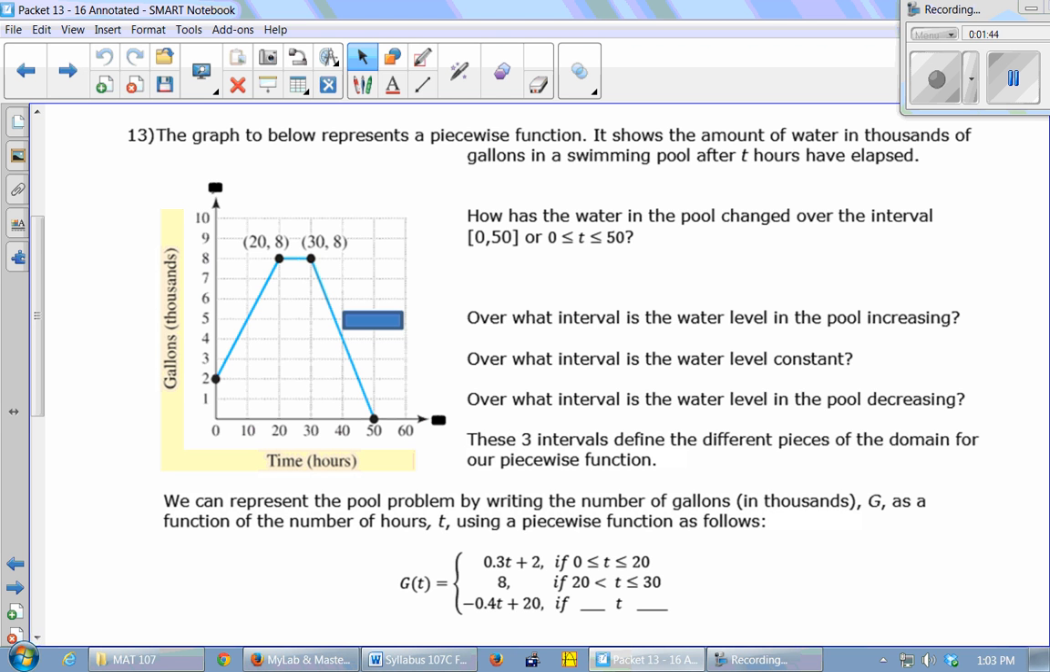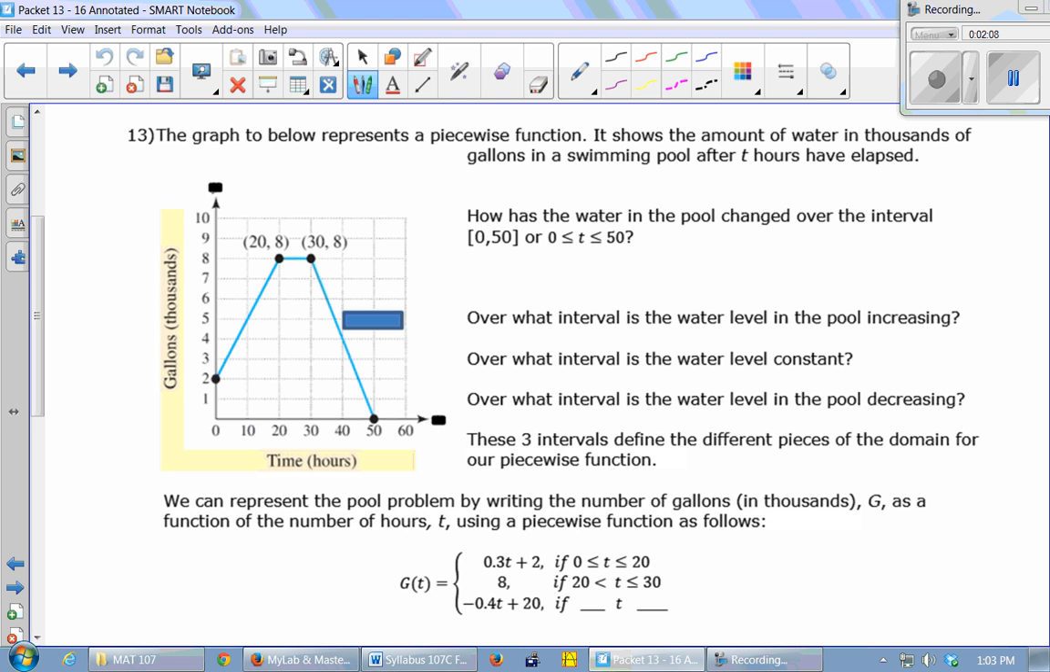At first it's increasing, right? And then it levels off for a little while, and then it decreases down to 0. So we were filling the pool up, it stayed full for a while, and then we drained the pool. Okay, on what interval is the water level in the pool increasing?